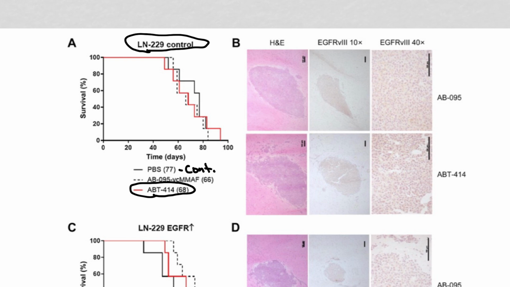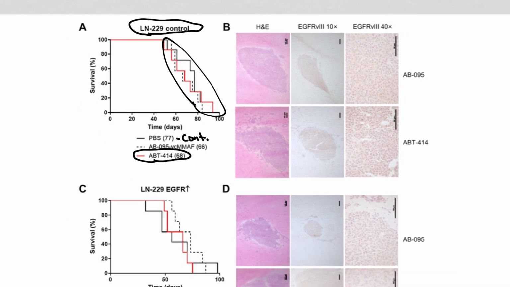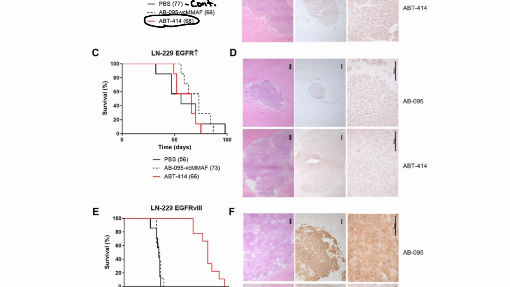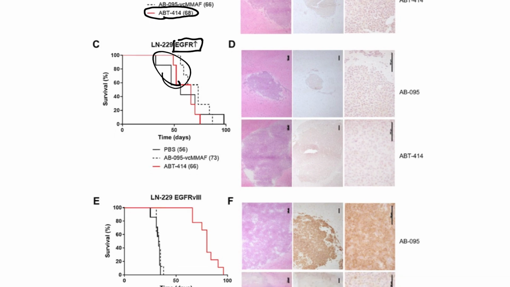In these control cells that don't specifically overexpress EGFR in any way, there is no statistically significant difference between any of the conditions, meaning without the EGFR overexpression, nothing meaningful happens. All right. If you have EGFR overexpression in those cells, there is still really not that dramatic of a difference. You see some extension early on, but eventually they pretty much even out with each other.